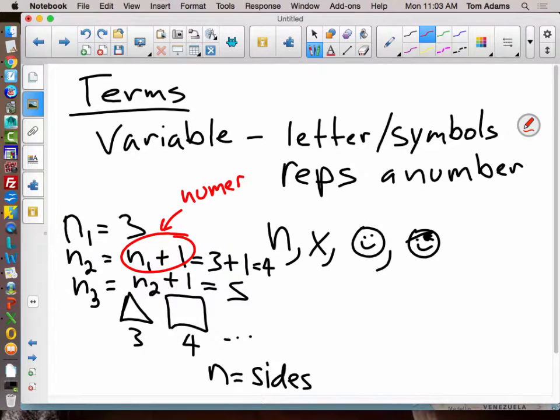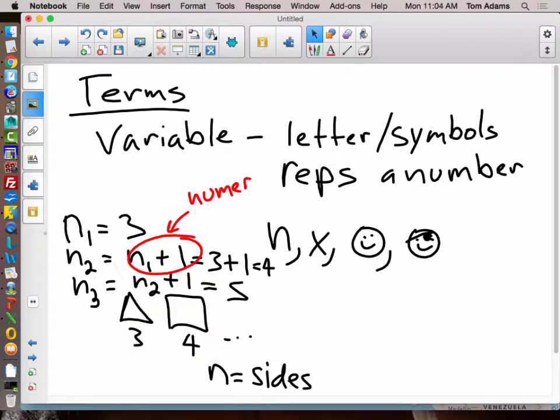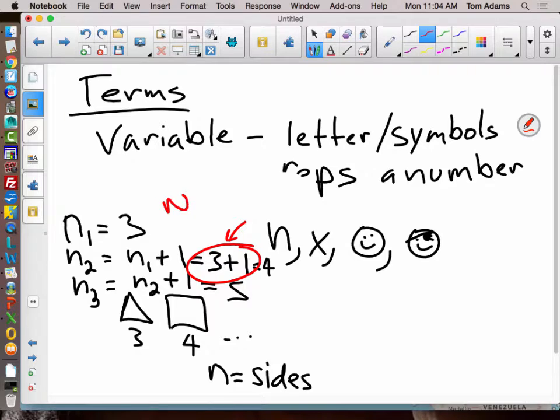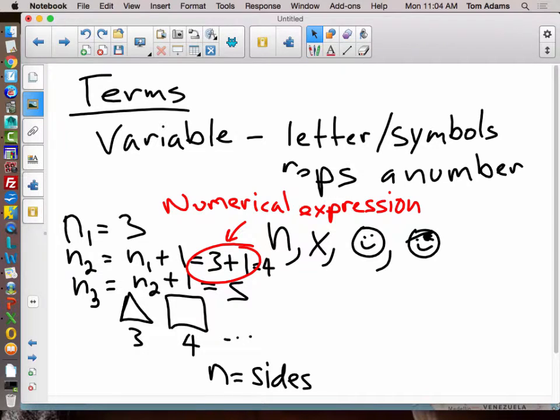So this right here is a numerical, whoops, I apologize. That's not the numerical expression, this is. And we'll just delete this. And this is the numerical expression. Now, why did Mr. Adams delete what I had up there? Why did I move that? Well, notice that there are no variables there. 3 plus 1 is a numerical expression.